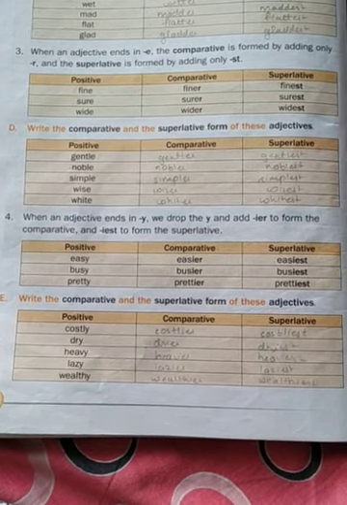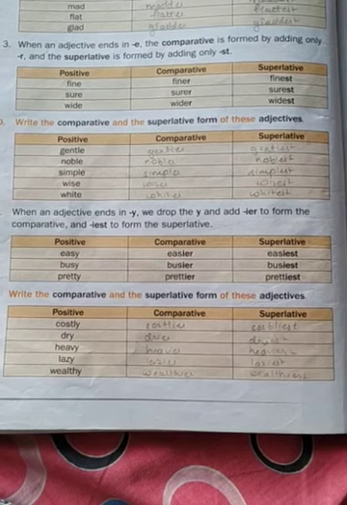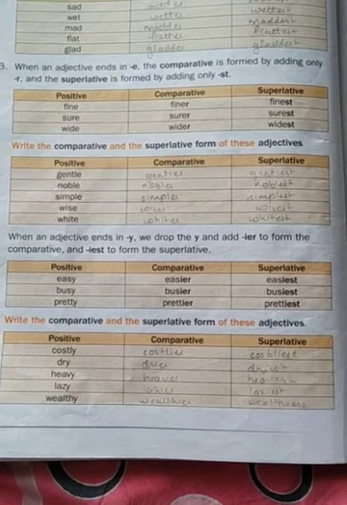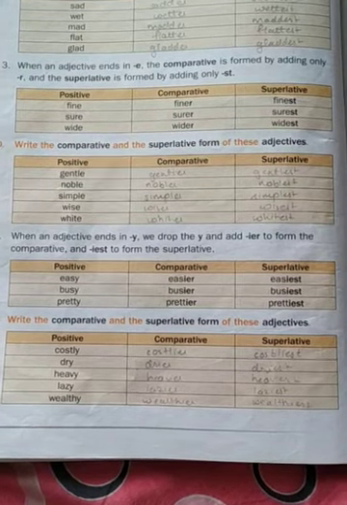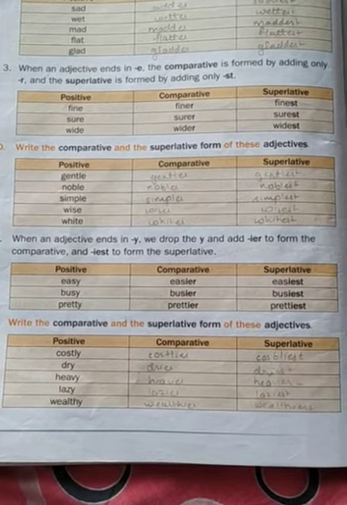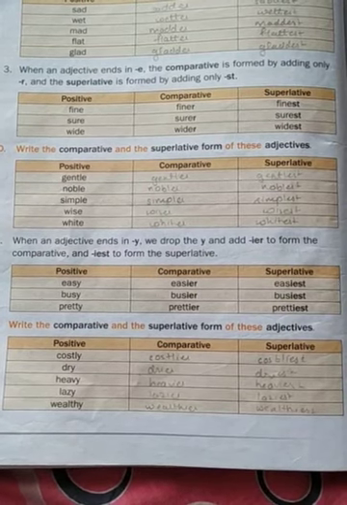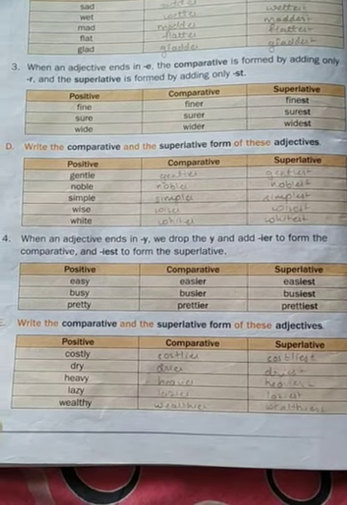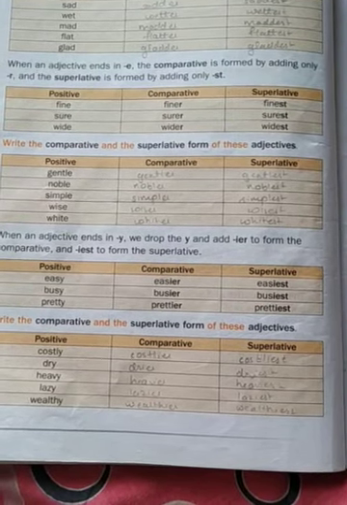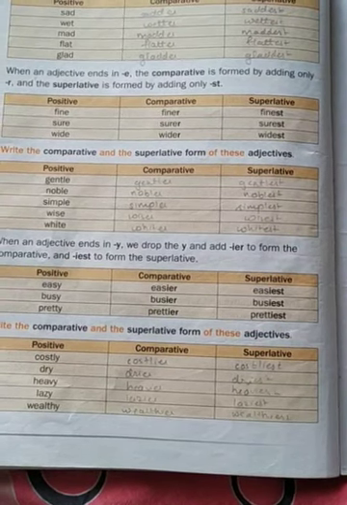Costly, costlier, costliest. Dry, drier, driest. Heavy, heavier, heaviest. Lazy, lazier, laziest. Wealthy, wealthier, wealthiest. In all these words, we have to cut y and put i in the place of y. And then while converting into comparative degree, just add er, and while converting into superlative degree, just add est to it. Understood?